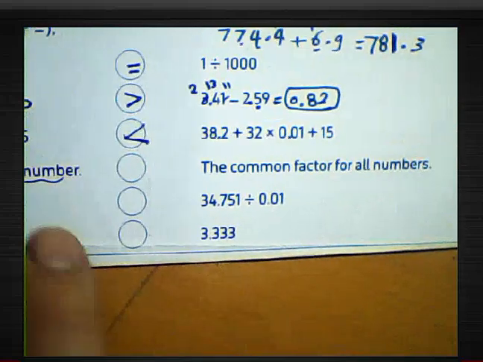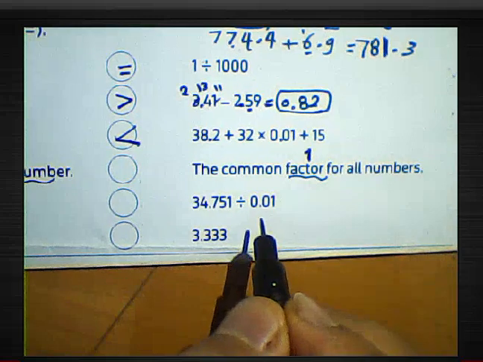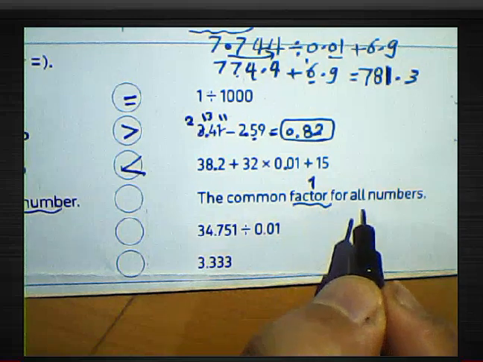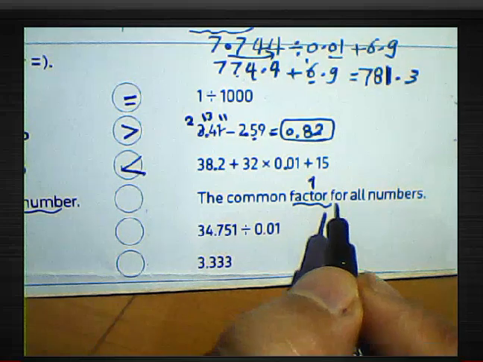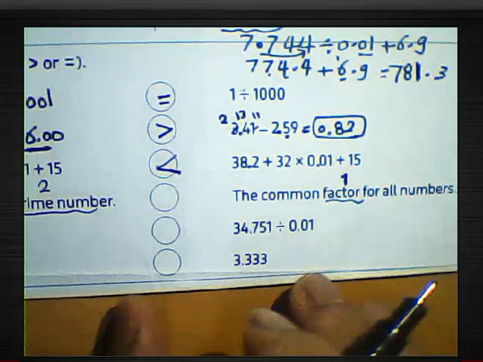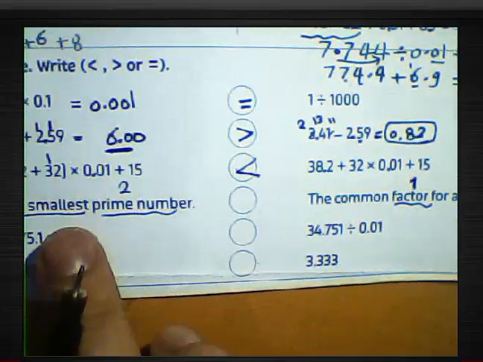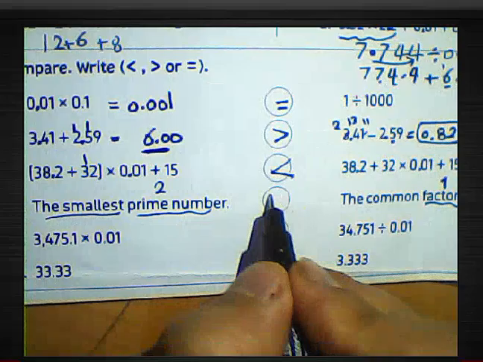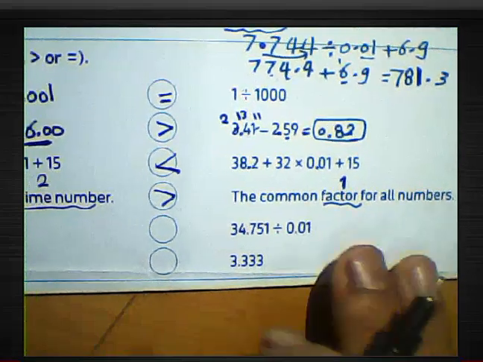Okay, the common factor for all numbers is 1. The common factor for all numbers is 1, but the common multiple for all numbers is 0. Okay, so in this example, 2 is the smallest prime number and the common factor for all numbers is 1.